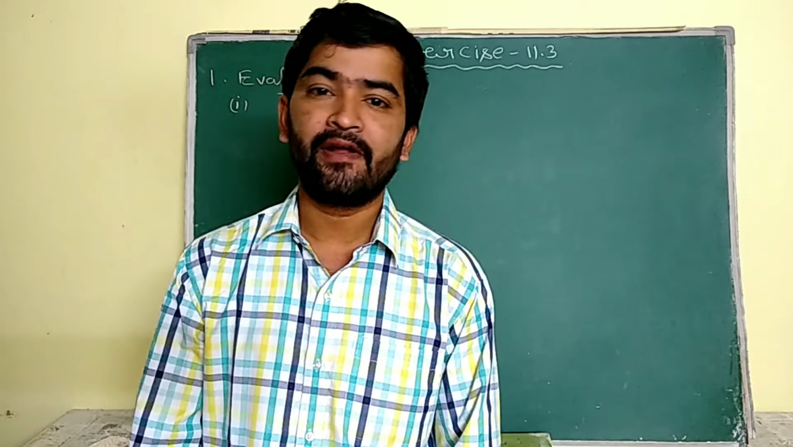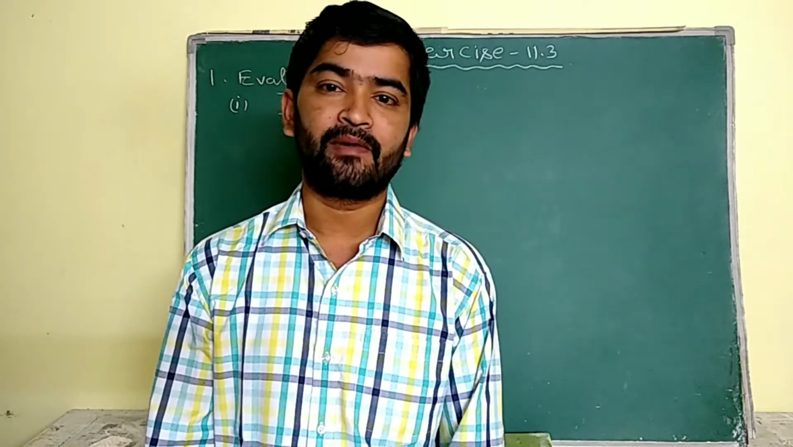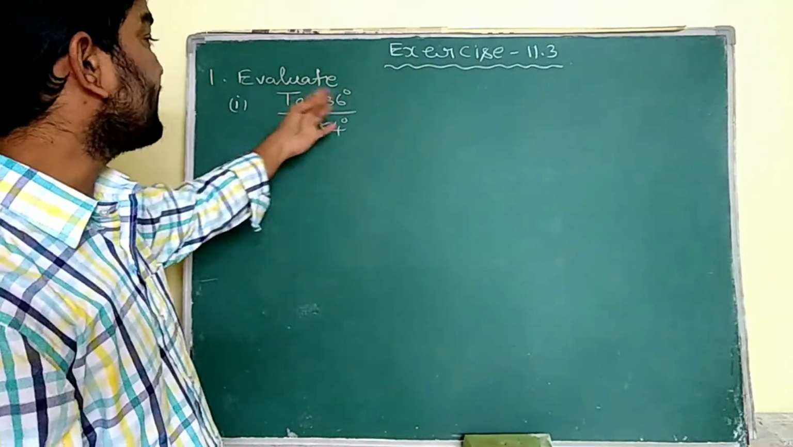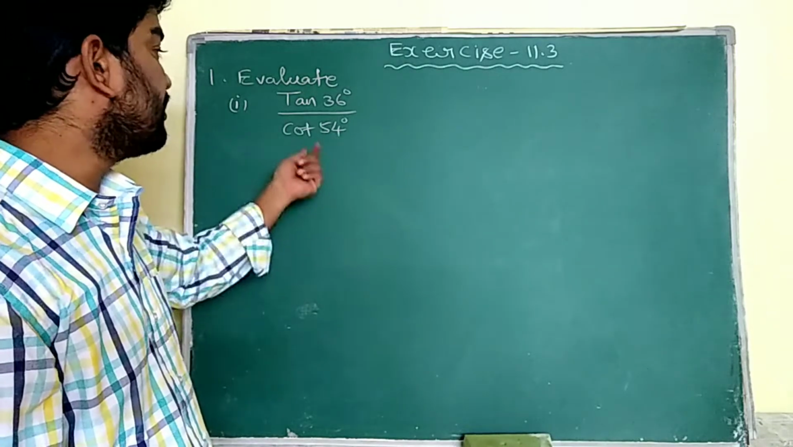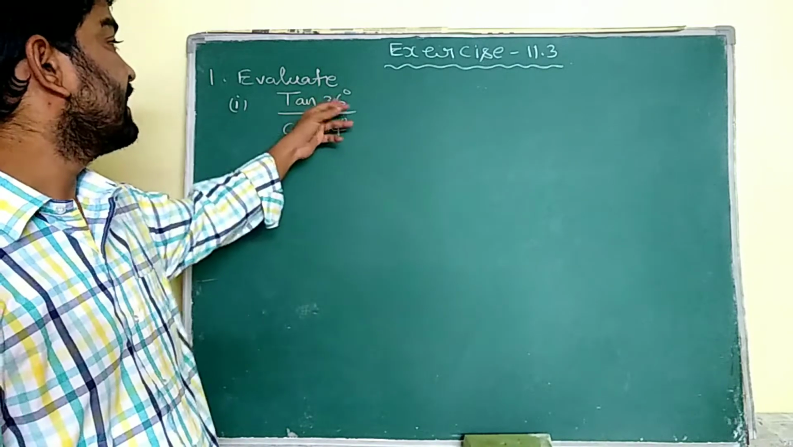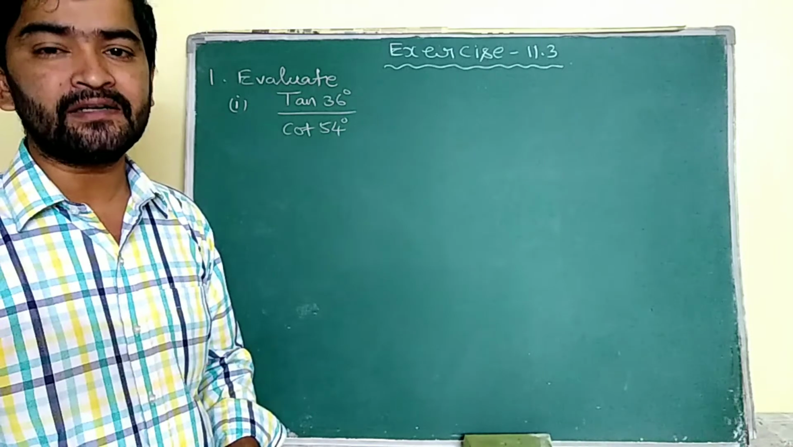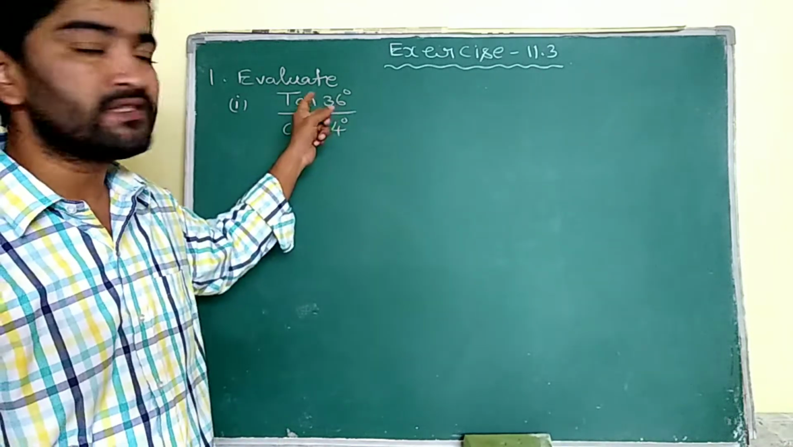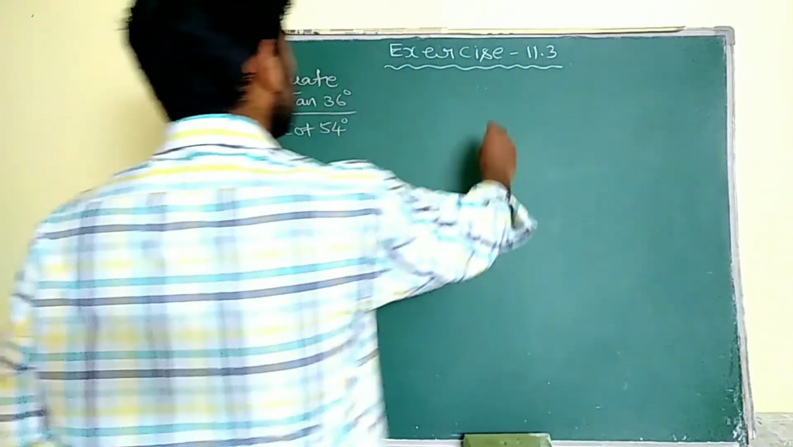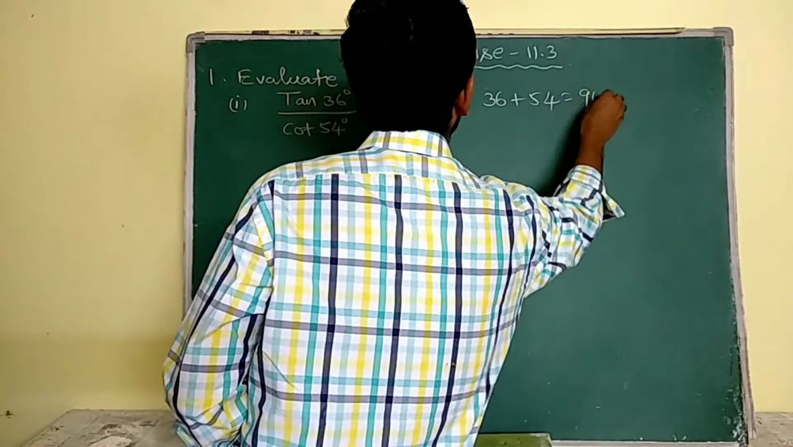Now in this video we are going to discuss exercise 11.3 of trigonometry. In the first one, evaluate tan 36 degrees by cot 54 degrees. We already discussed that if the given angles are not the specific angles which we learned in the trigonometric table, then we have to just add them. We have to check whether it gives 90 or not. By adding 36 and 54, it gives us 90 degrees.